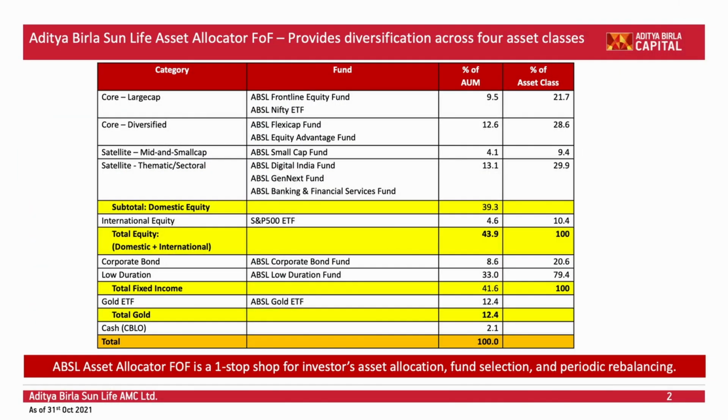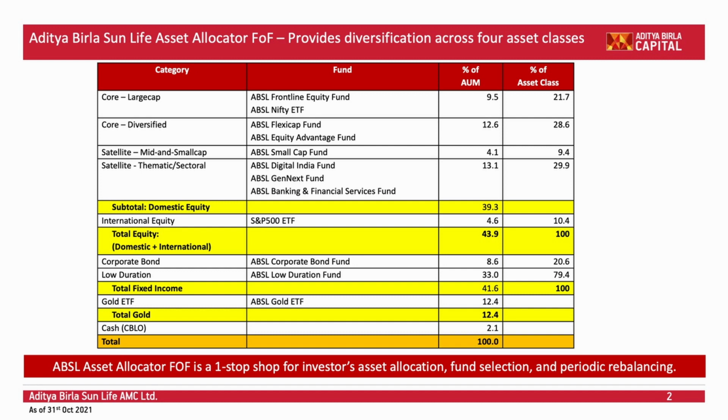Now, coming to the portfolio, currently in our asset allocator fund, we have about 45% allocation to equities, out of which 40% is to domestic equity and 5% is to international equities. We have a 41.5% allocation to fixed income, a 12.5% allocation to gold, and the rest is in cash.